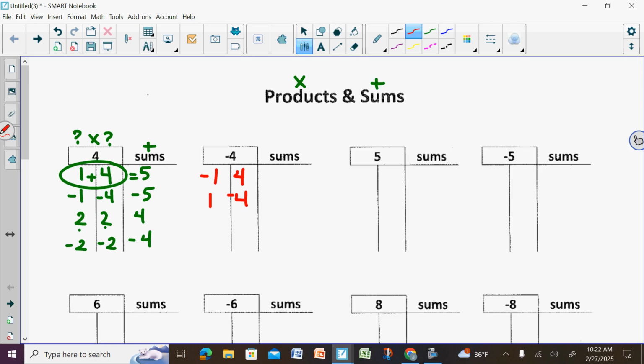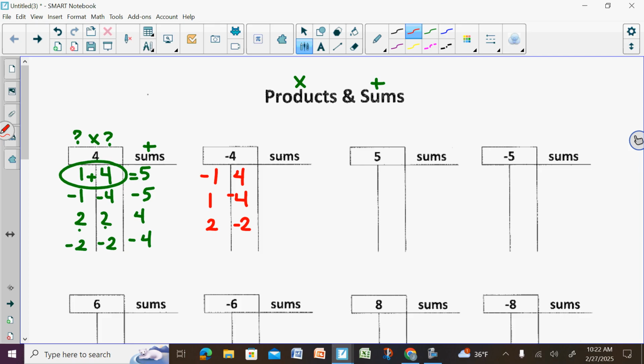So I'll keep 1 and 4, 1 and 4, but this time, instead of having both of them positive and both of them negative, you have one of each. Then 2 and -2, I only have to write down once because it's the same thing if I say it the other way. So this one has one less because of that repeat 2.